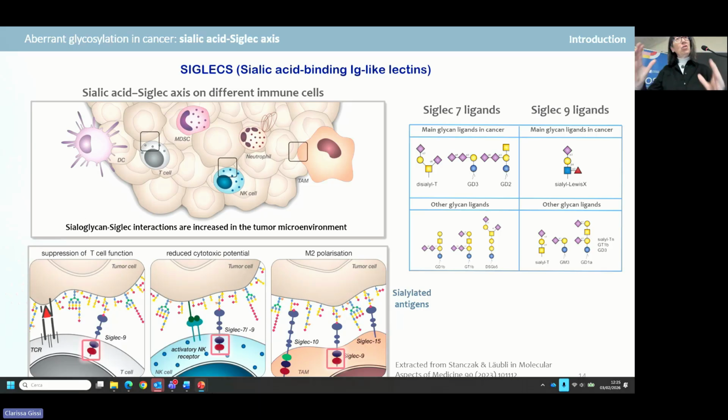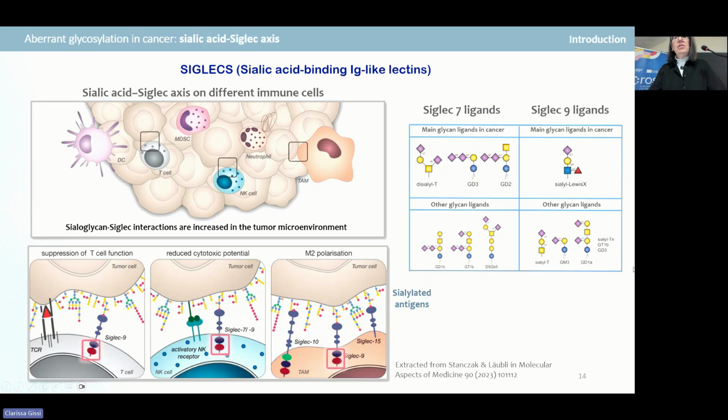Not all ligands of these Siglecs are described, but these ones here are being discovered, and all ligands have this terminal sialic acid here, and one of the ligands, for instance, for Siglec-9 is the sialyl-Lewis X as well.